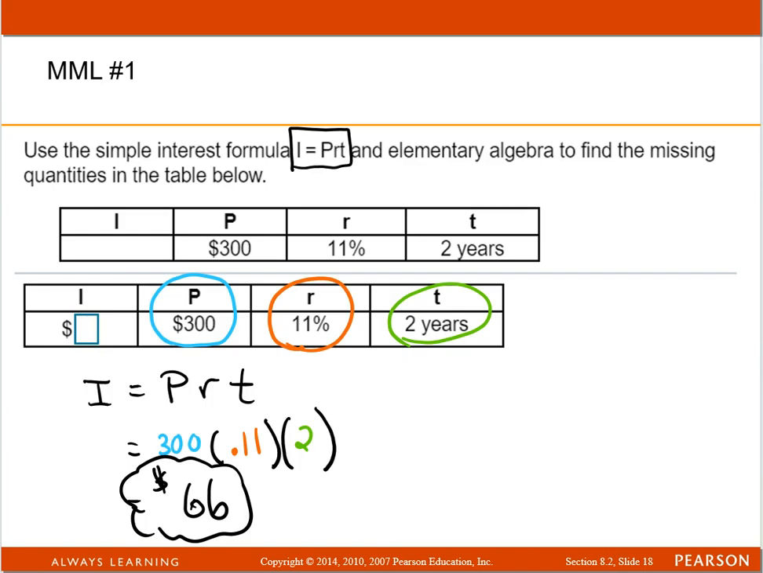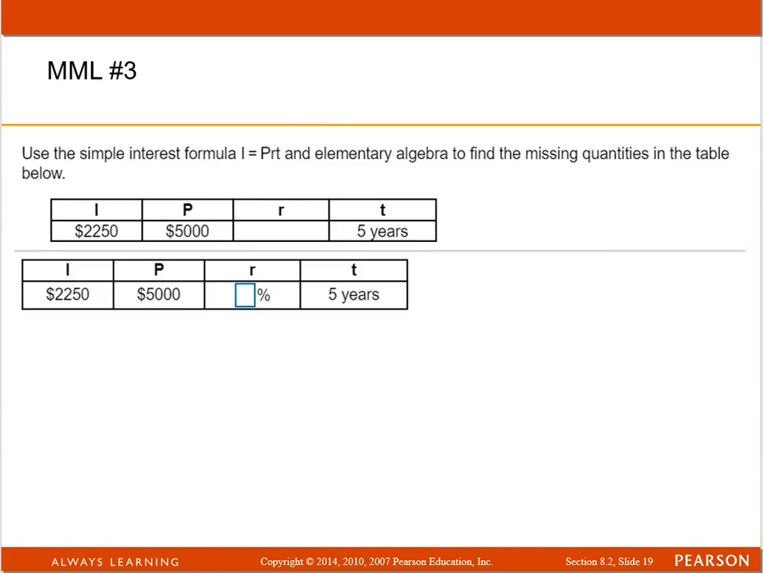So you've deposited $300. When you come back 2 years later, you should have $366 in your account. The extra $66 is interest. It's what your money has earned for you. It's your money working for your money, or your money working for you.